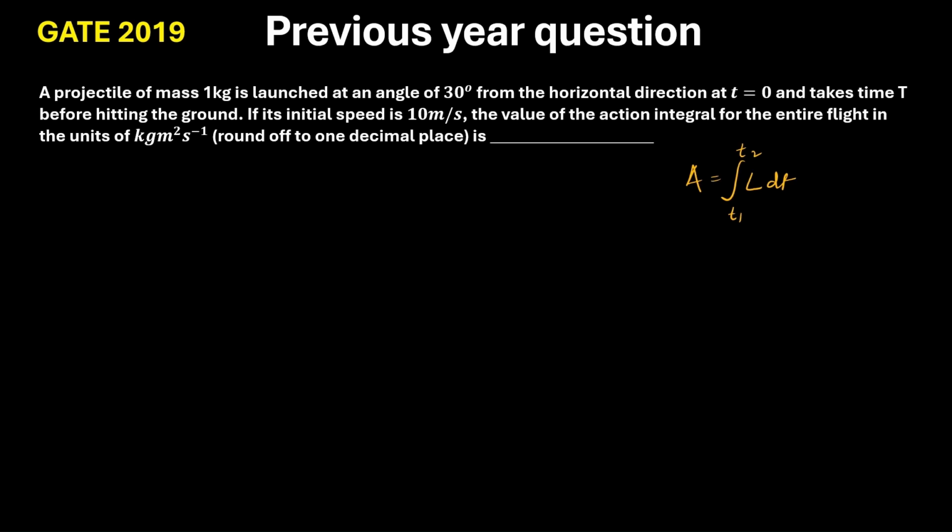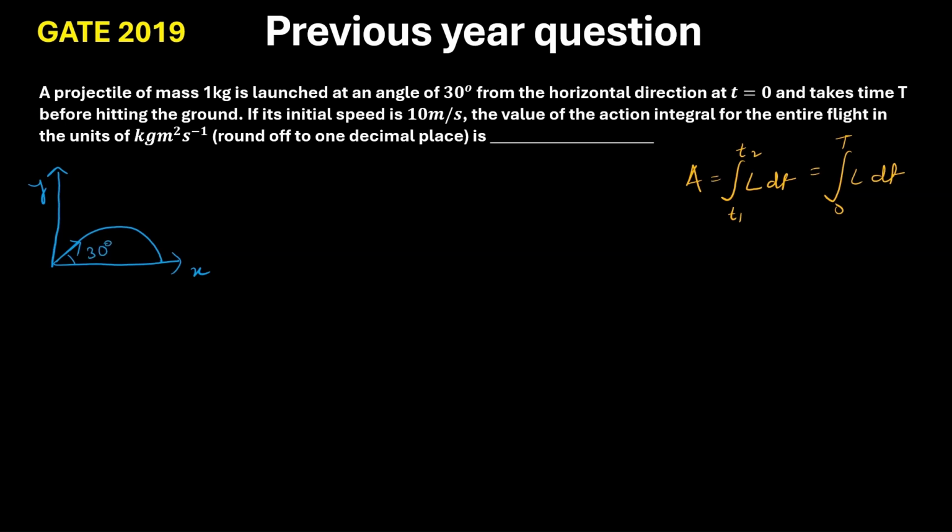So here, since they have asked from t equals 0 to capital T, so the limit of the integration will be like this. Now the Lagrangian has to be integrated with respect to time. First, let us draw a projectile motion here. So this is the projectile motion. Let's say it's in XY plane. The initial velocity is 10 meter per second. So it is projected at an angle 30.